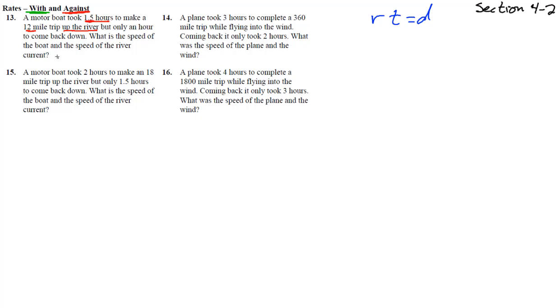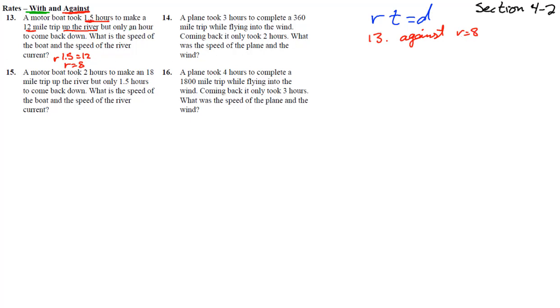So if we were to write that out, rate times time, 1.5 hours, equals 12. Can you see that dividing? You get rate equals 8. So this guy had an 8-mile, number 13, let's put it over here, against the river. His rate was 8 miles an hour. So we'll come back and write that in just a bit.